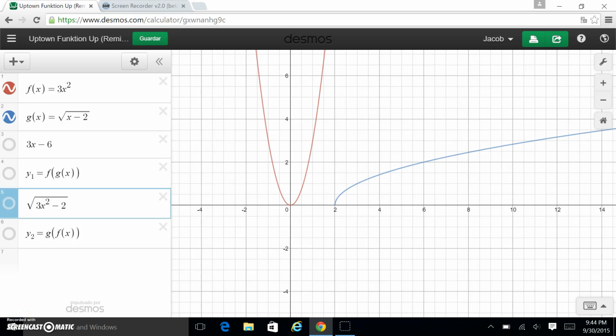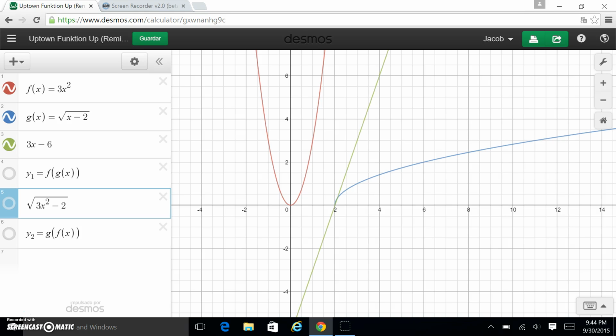So question number 9 is asking us to find the domain and range of the two composite functions. So first we have f of g of x, and obviously when you substitute in g of x to f of x, the square root and the squared cancel out, and it gives you 3x minus 6.